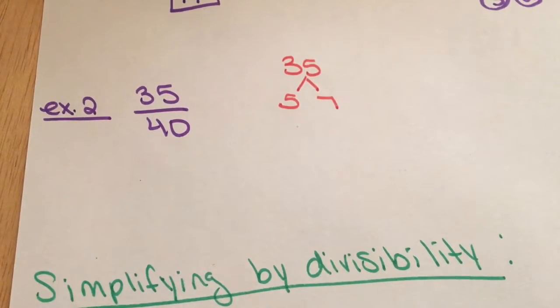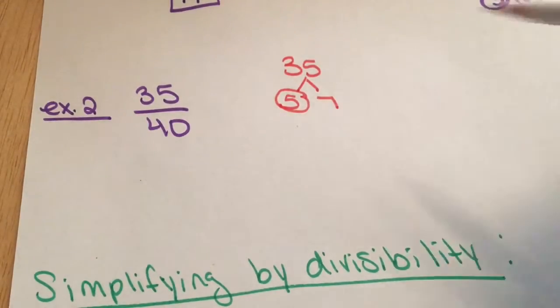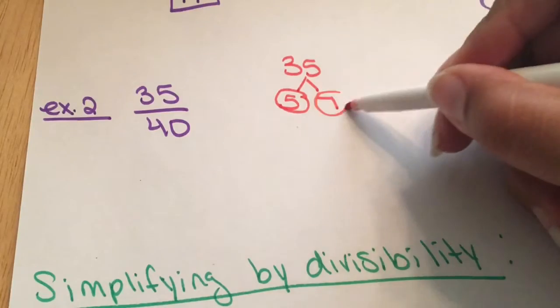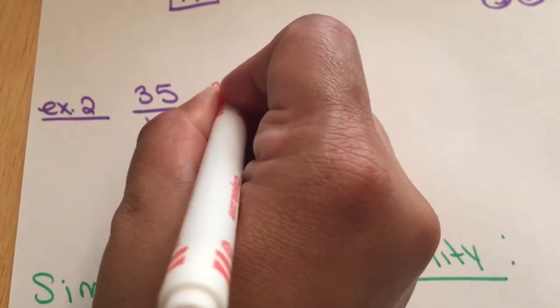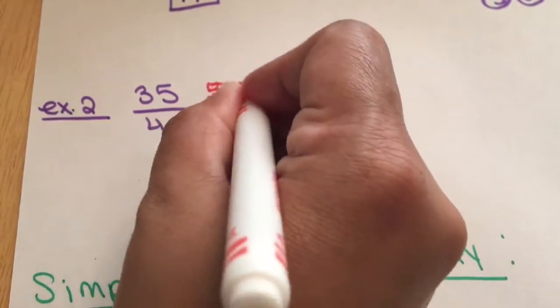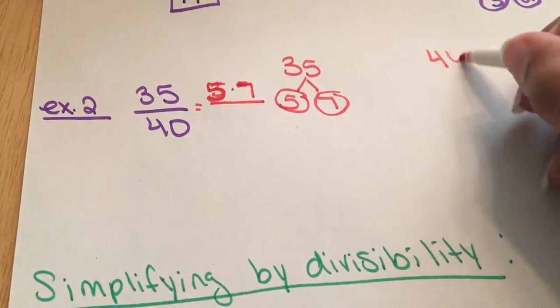So my factors of 5 are 1 times 5. Therefore, 5 is prime. 7, again, 1 times 7, so 7 is prime. Now I've gotten my factors of 35 as 5 times 7. Now we're going to do the same thing for 40.